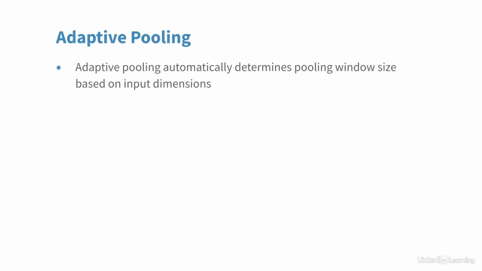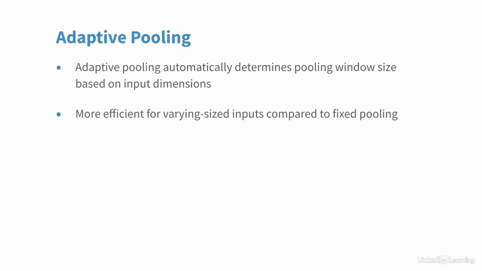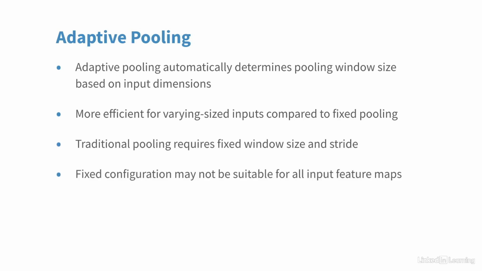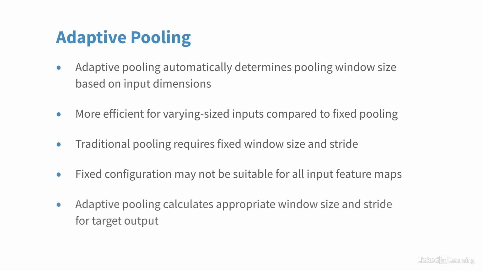Next is adaptive pooling. Adaptive pooling adjusts the pooling window size based on the input feature map's dimensions and desired output size. So this technique is useful if you want to vary input sizes and ensures efficient pooling operations. Traditional pooling techniques might not be suitable for all feature maps. This leads to inefficient or unsuitable pooling. So adaptive pooling solves this by automatically determining the appropriate window size and stride for efficient and well-adapted pooling.